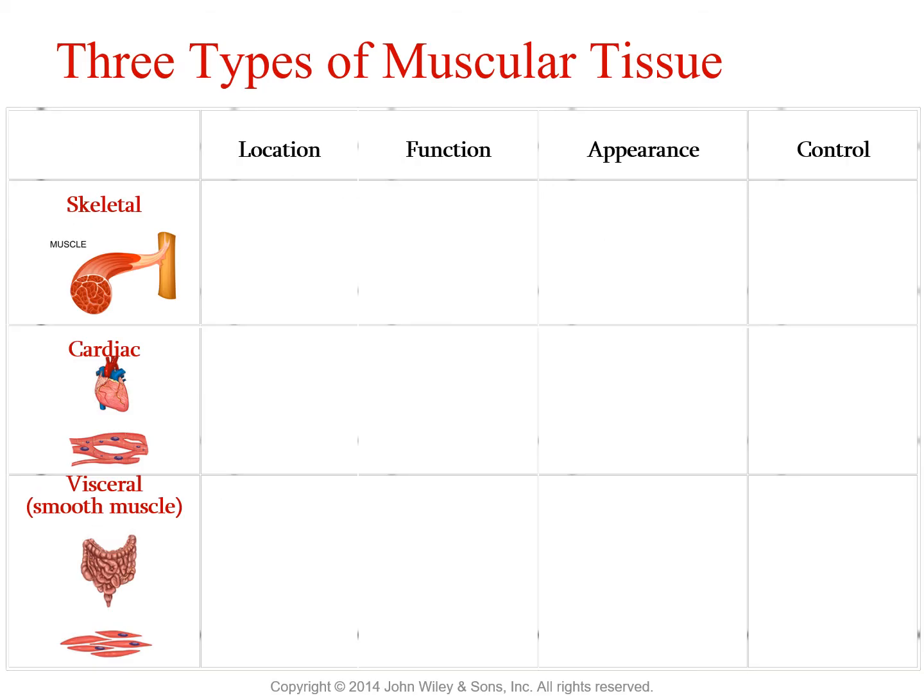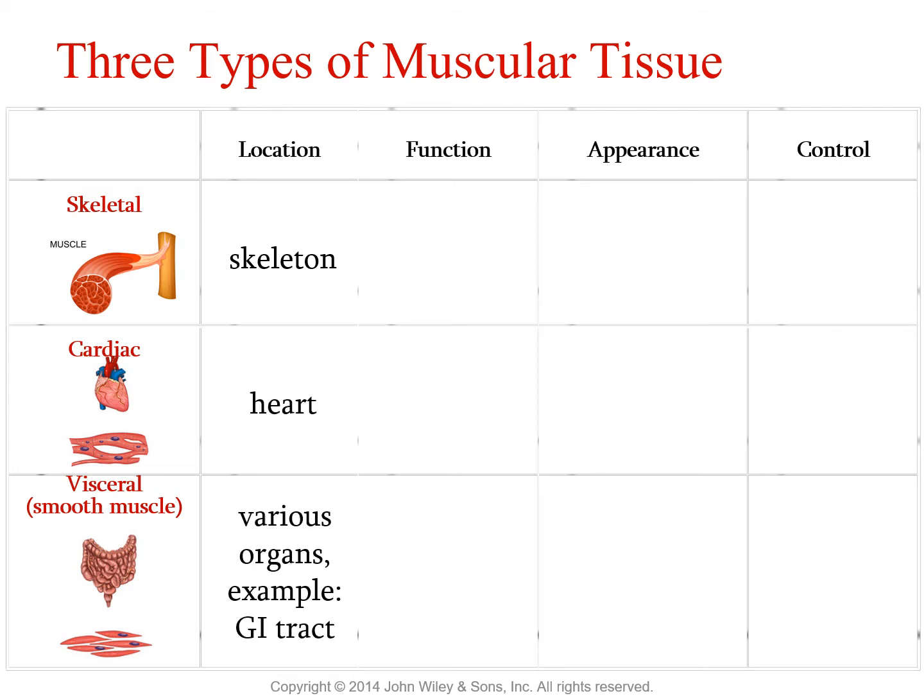Here is a table summarizing the three types of muscular tissue. It's very similar to the table we provided for the Chapter 4 content on tissues. So quickly, skeletal muscle is attached to the bone, cardiac muscle is found in the wall of the heart, and visceral or smooth muscle is found in the wall of various organs, the viscera, essentially.